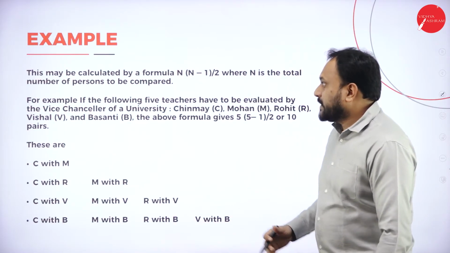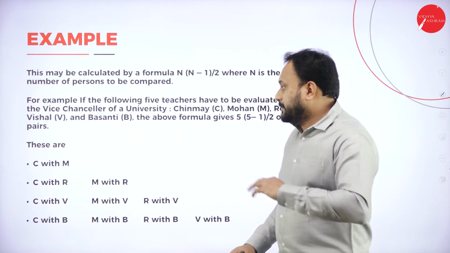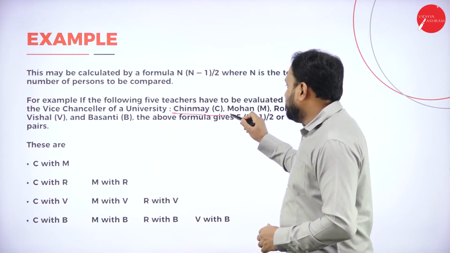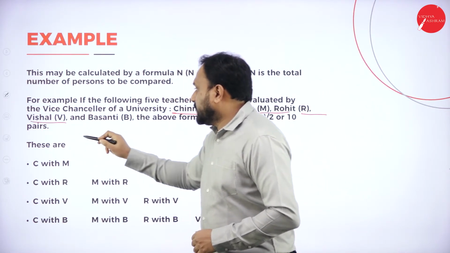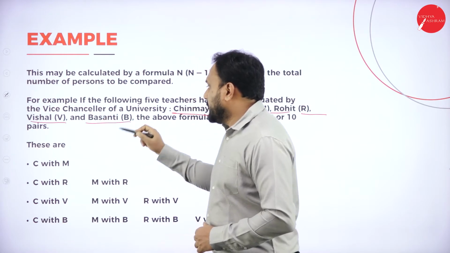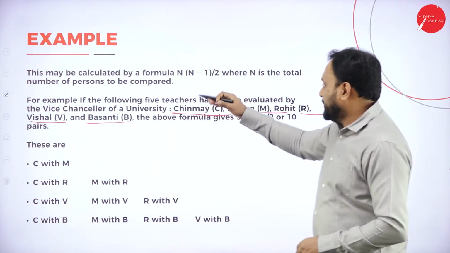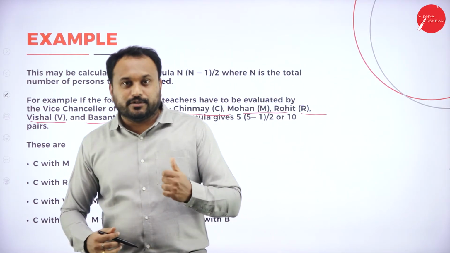I'll give you one example here. In the example I have given, there are 5 people: Chinmay, Mohan, Rohit, so that is 3, Vishal is the 4th one, and Basanti is the 5th one. So I'll just show you how the comparison happens.